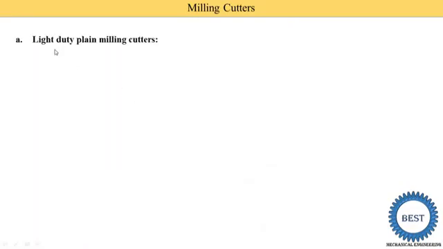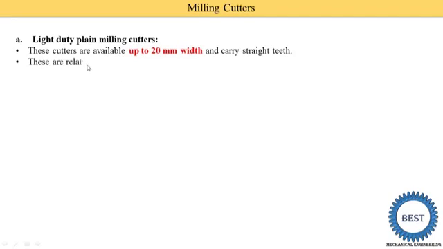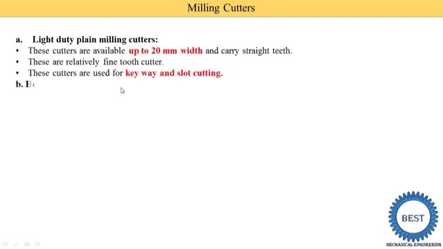Now the plane milling cutter comes in three categories. First is the light duty plane milling cutter. These cutters are available up to 20 mm width and carry straight teeth. These are relatively fine tooth cutters, means they are used for finishing, like perfect finishing, and it is known as a fine cut. These cutters are used for keyway and slot cutting.